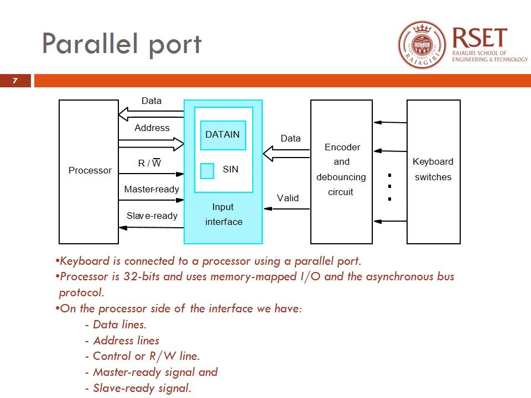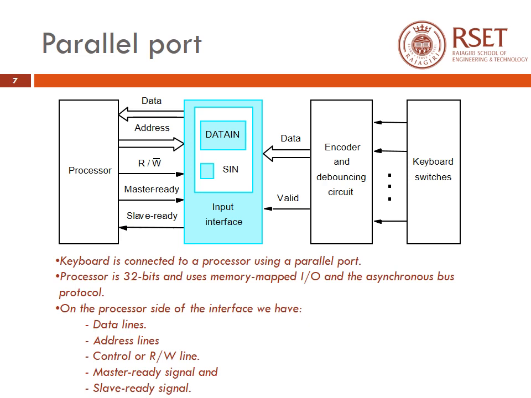Now, on the processor side of the interface, the different signals that we can see are the address bus and data bus. Address bus is used by the processor to correctly identify a keyboard by providing the address of the keyboard on that corresponding bus. Data bus is used by the keyboard to provide the data, that is, the ASCII value of the key that is pressed on the keyboard will be sent from the keyboard to the processor through the data bus.